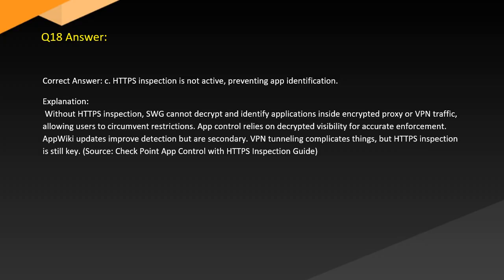Answer. Correct answer: C. HTTPS inspection is not active, preventing app identification. Explanation. HTTPS inspection decrypts and identifies applications inside encrypted proxy or VPN traffic, which would otherwise allow users to circumvent restrictions. App control relies on decrypted visibility for accurate enforcement. AppWiki updates improve detection, but as secondary, and VPN tunneling complicates things, but HTTPS inspection is still key. Source. Check Point app control with HTTPS inspection guide.